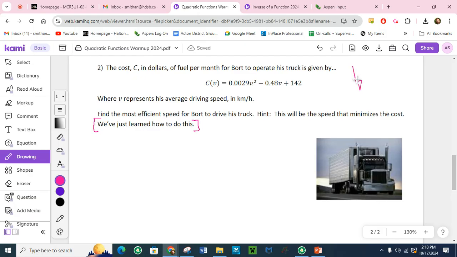Little hint for you guys, right? If you're trying to minimize your fuel costs, and this is a quadratic function, we're trying to find the vertex, and we know how to find the vertex. We just did it on the front. We have two methods for it. So maybe you guys can try the axis of symmetry method here. Try to find the vertex as best you can.